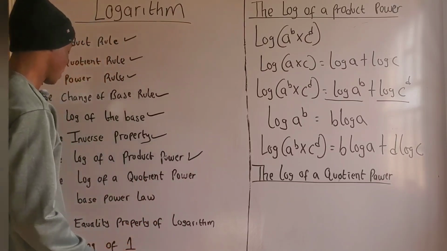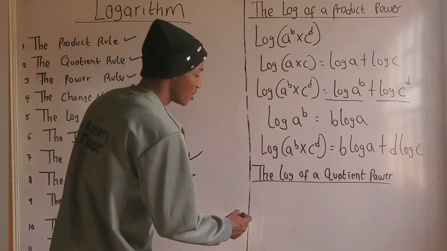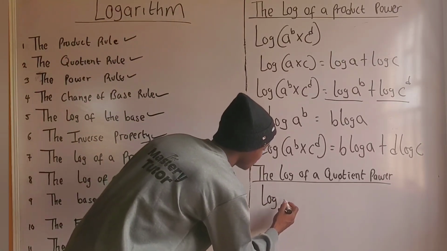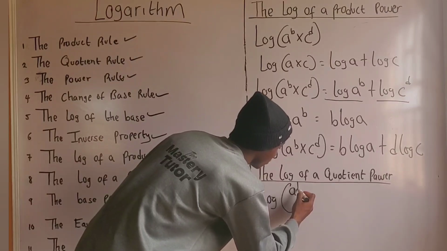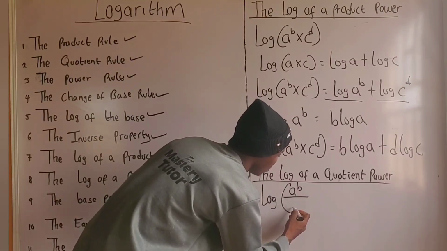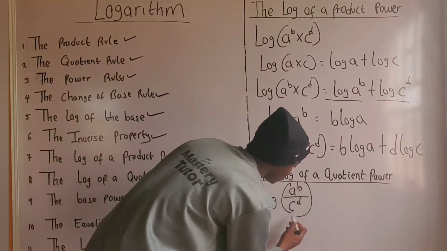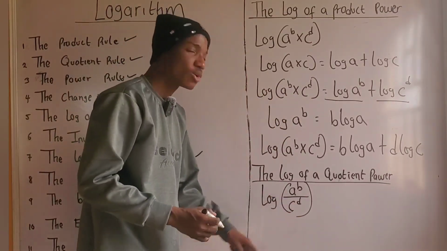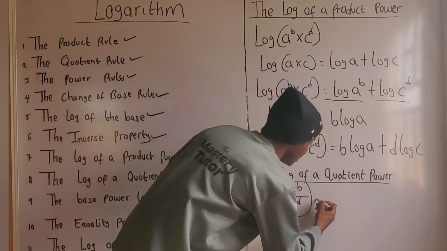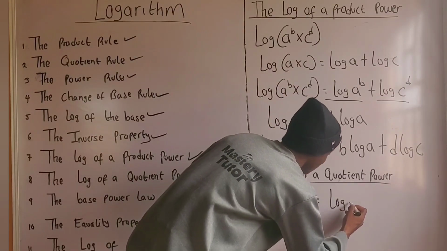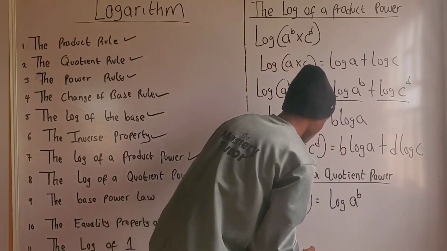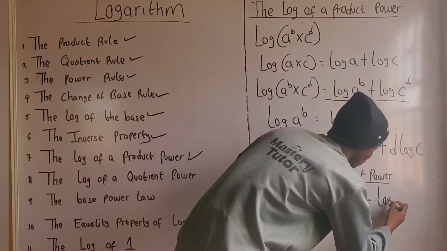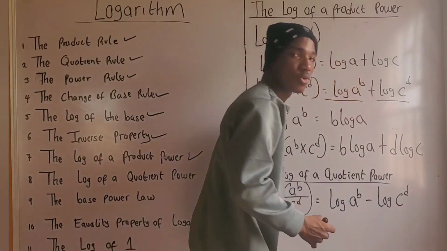Let's look at this. According to this law, if you have log a raised to the power of b divided by log c raised to the power of d, the answer here will be log a raised to the power of b minus log c raised to the power of d.